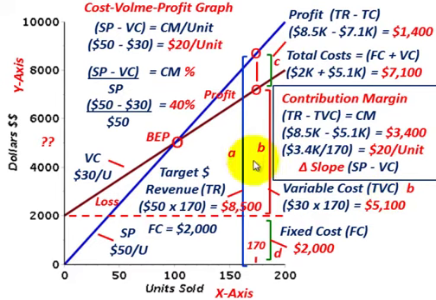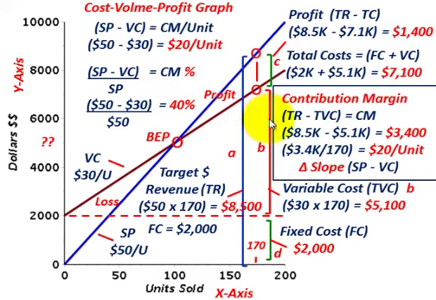This is what we're going to be looking at for this contribution margin. We're going to be really concentrating on our total variable cost and our total revenues. So going back to our total cost, again, that fixed cost of $2,000 plus the total variable cost of $5,100. So our total cost is $7,100 for those 170 units sold.